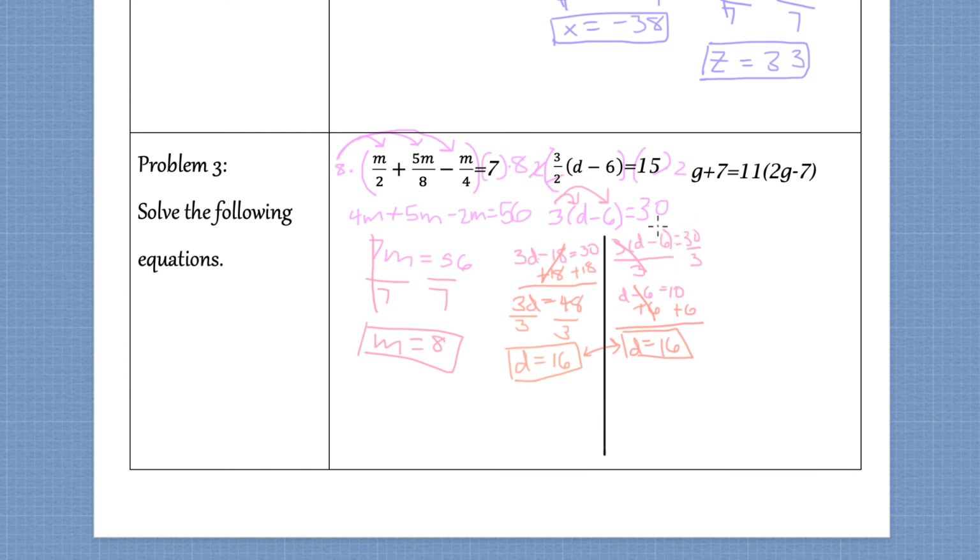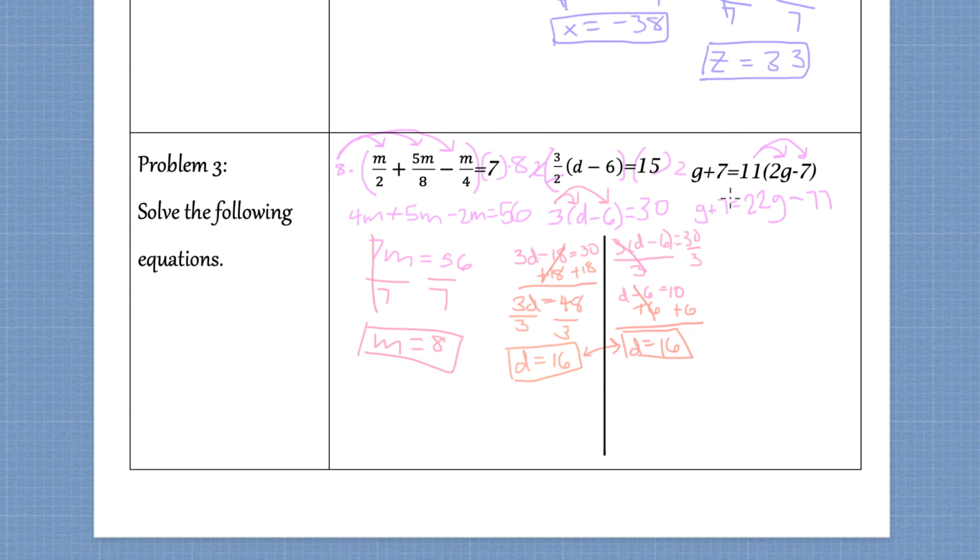Let's move on to our last one real quick and finish up. On this one over here, we have the g plus 7 on one side, and then on the right side, we have to distribute. And so let's just write the g plus 7 right here. So g plus 7 is equal to, and then we distribute the 11 to the 2g, and then the 11 to the negative 7. And so 11 times 2g is equal to 22g, and then the 11 times negative 7 is equal to minus 77.